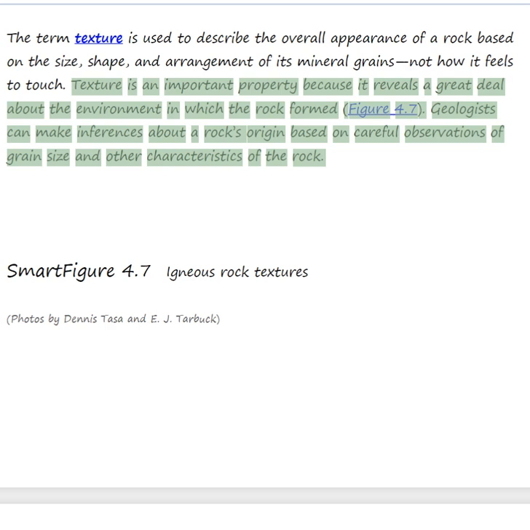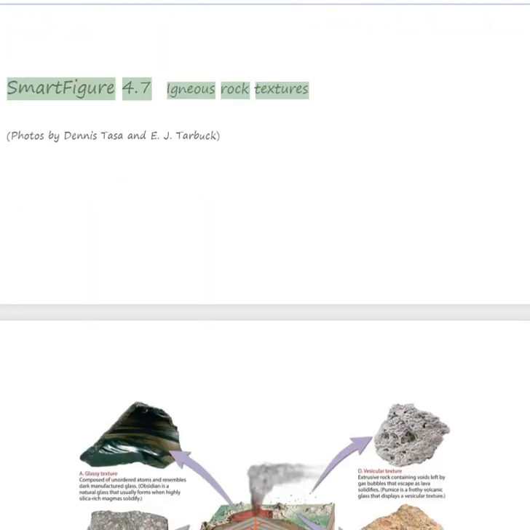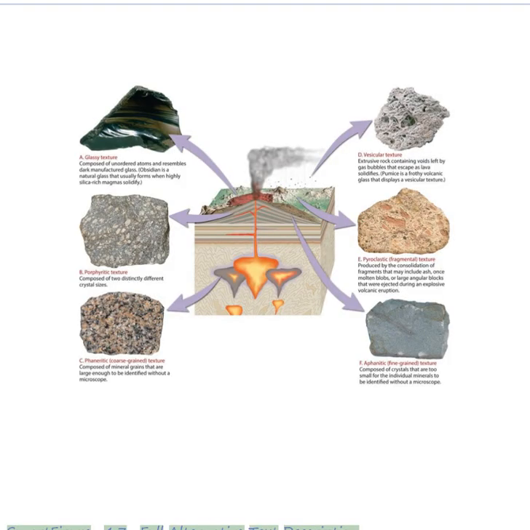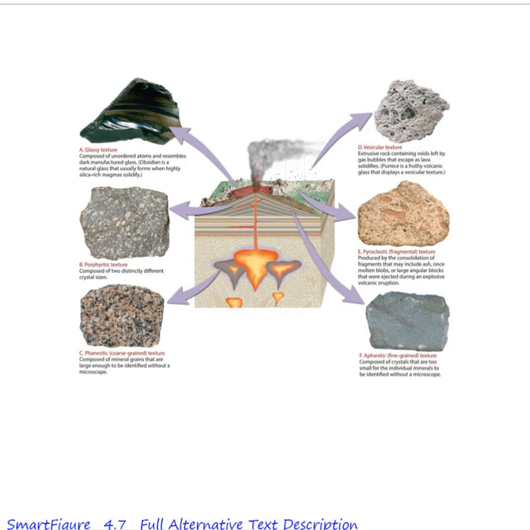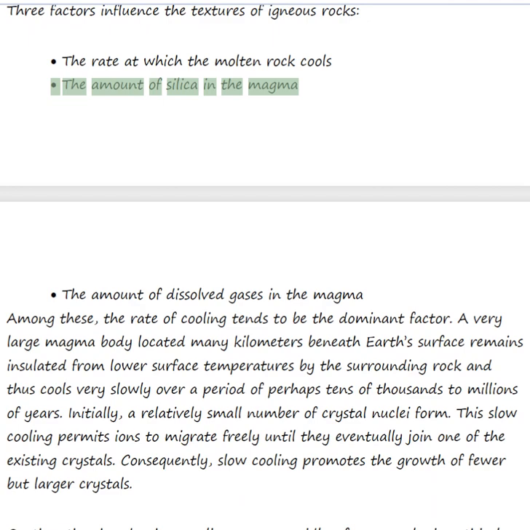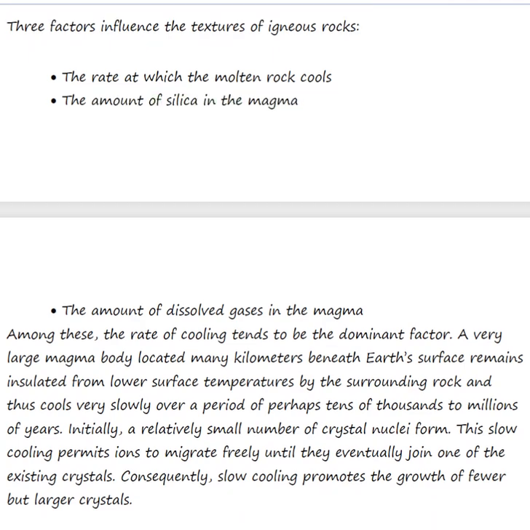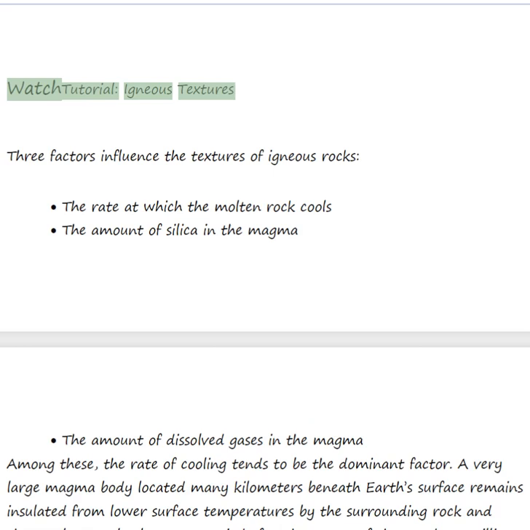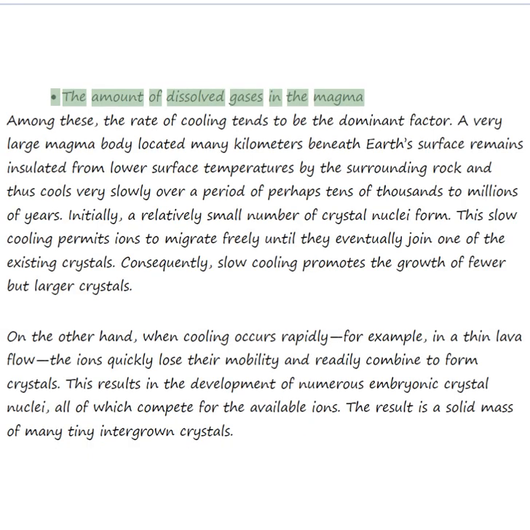Geologists can make inferences about a rock's origin based on careful observations of grain size and other characteristics of the rock. Smart Figure 4.7, Igneous Rock Textures. Three factors influence the textures of igneous rocks: the rate at which the molten rock cools, the amount of silica in the magma, and the amount of dissolved gases in the magma.